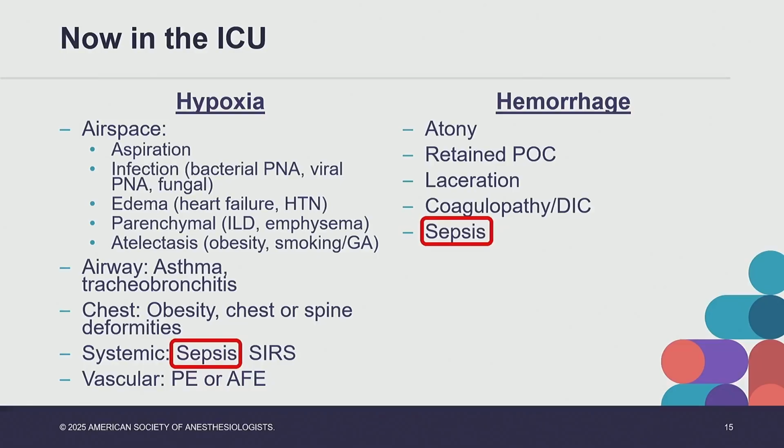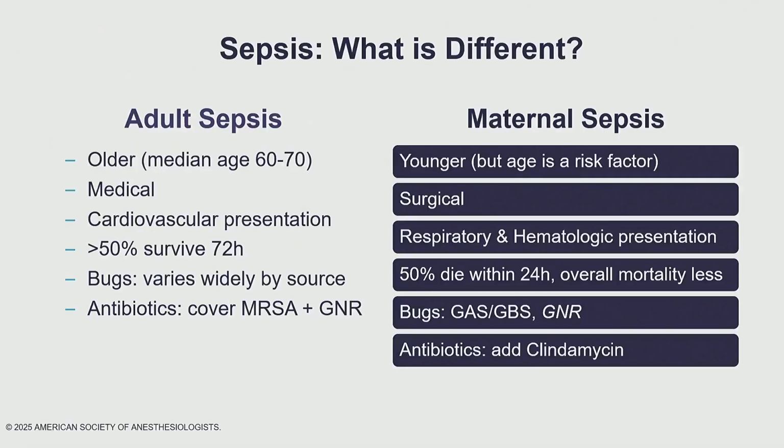looks like in pregnancy. And I think it is challenging to diagnose sepsis, because for most of us, when we think about sepsis, we think of grandma in the ICU who has pneumonia. Grandma is an older person. She presents with complex medical problems. She generally presents with hypotension as her symptom of sepsis. And what's interesting about the septic patient in pregnancy versus the septic patient not in pregnancy is that most of them, even if they're very sick, will live more than 72 hours. And most of the time we're treating MRSA and gram-negative rods.